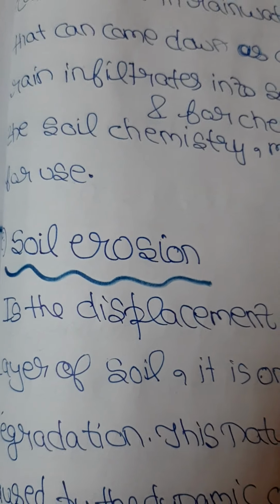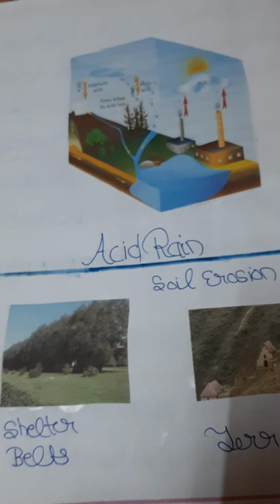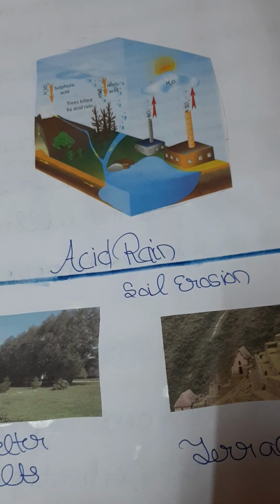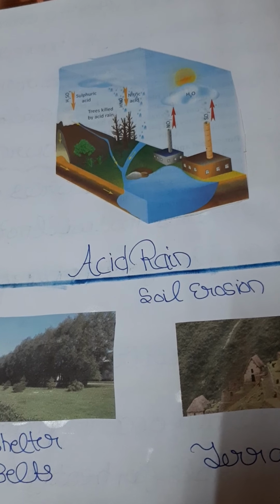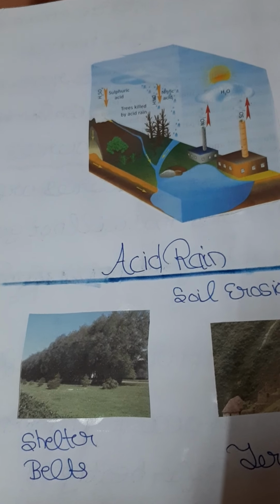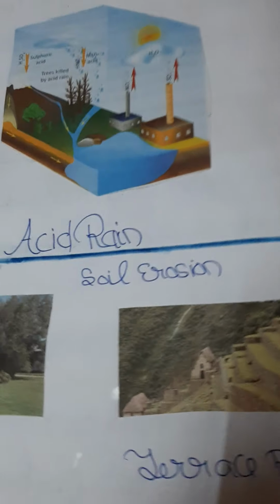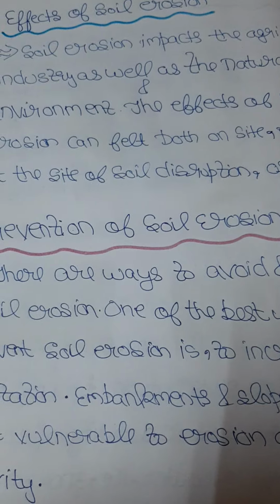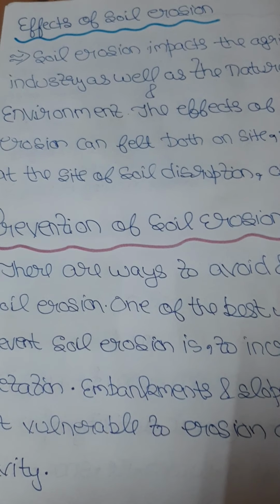Below that we have to write about soil erosion. What is soil erosion? Soil erosion is an effect, a natural process, caused by the dynamic activity of erosive agents, that is water, ice, snow, air, plants and animals or humans. This is a shelter belt and terrace farming. These are pictures of soil erosion. And on the last page we have to write the effects of soil erosion and prevention of soil erosion.